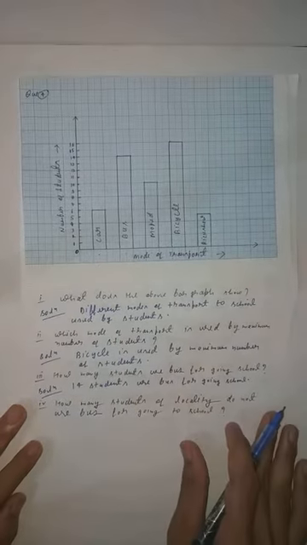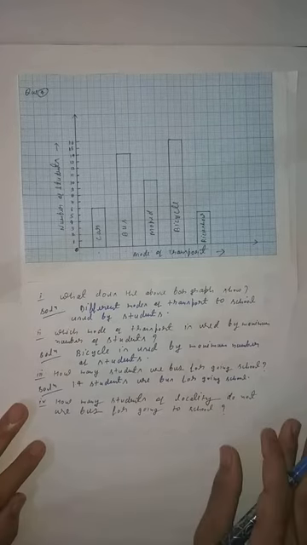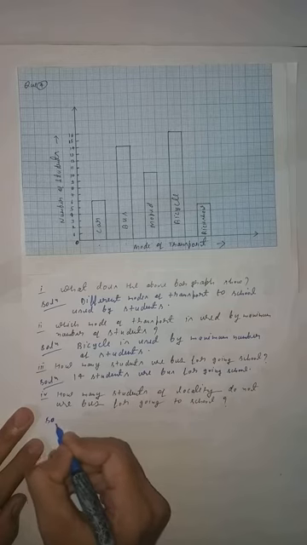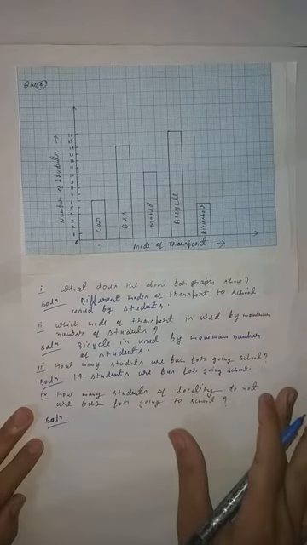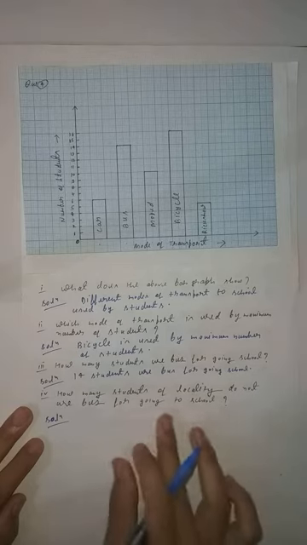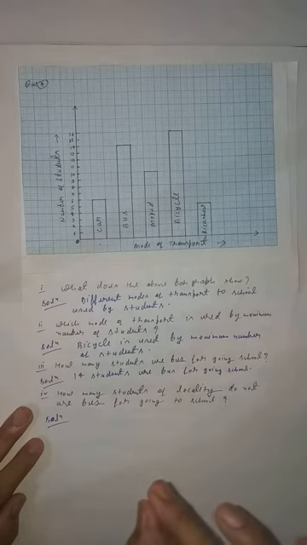Next is how many students of the locality do not use the bus for going to school. Clear, students? It means you have to find out the number of students who are not going by the bus. This question you can solve by two methods.